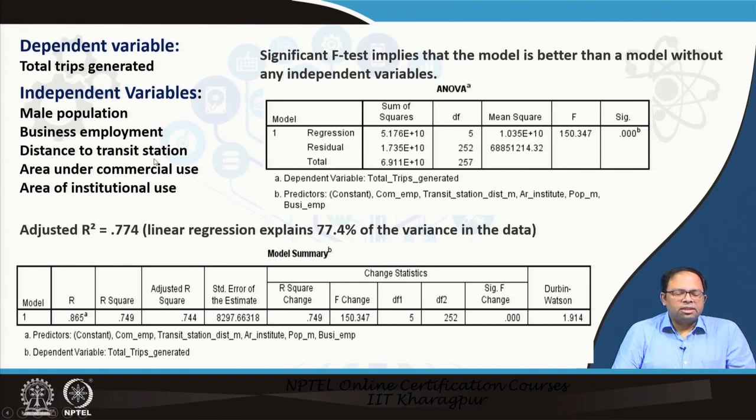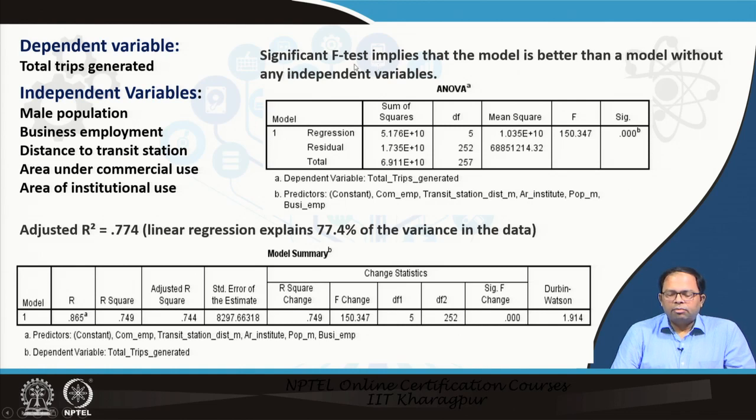Then distance to transit station also plays a role. Area under commercial use also, because many people go from office to a retail area just to eat or to just shop in the surrounding area. So, those probably are also playing a role. Area of institutional use also could be shown to generate a certain number of trips.